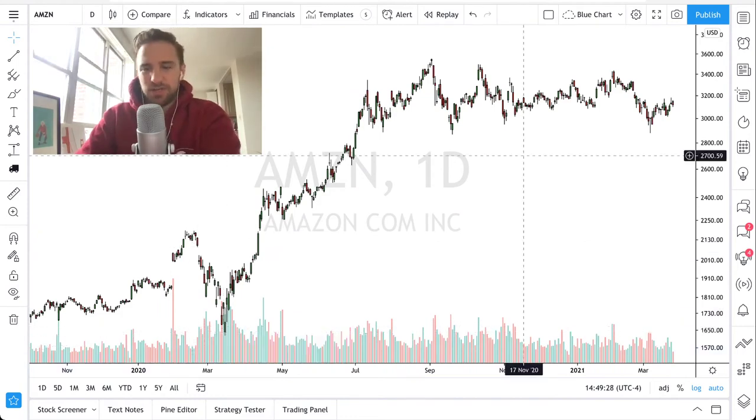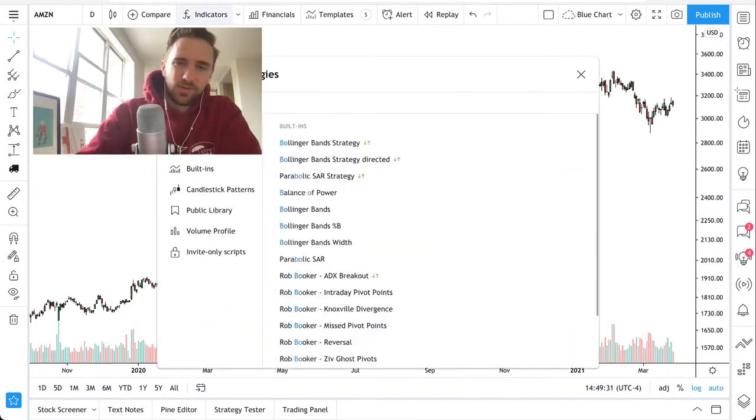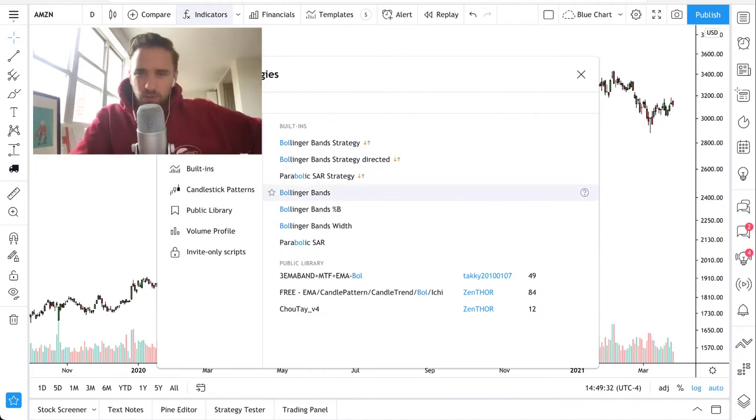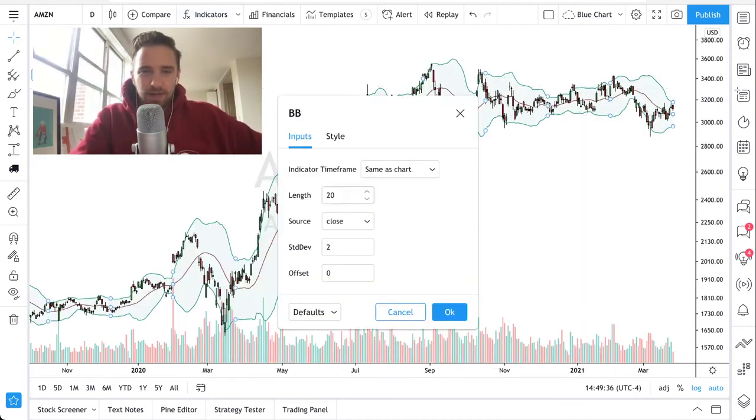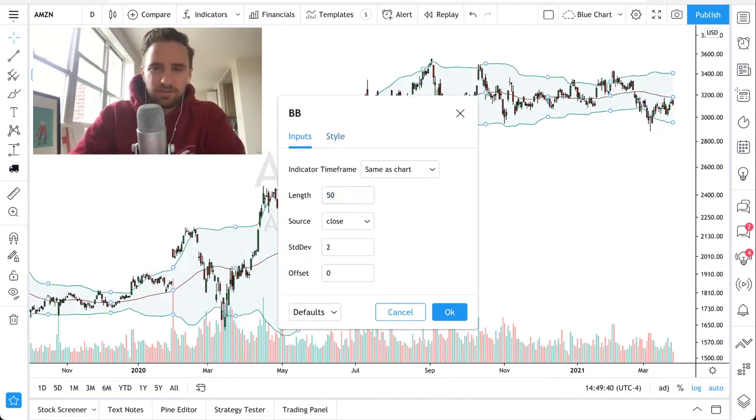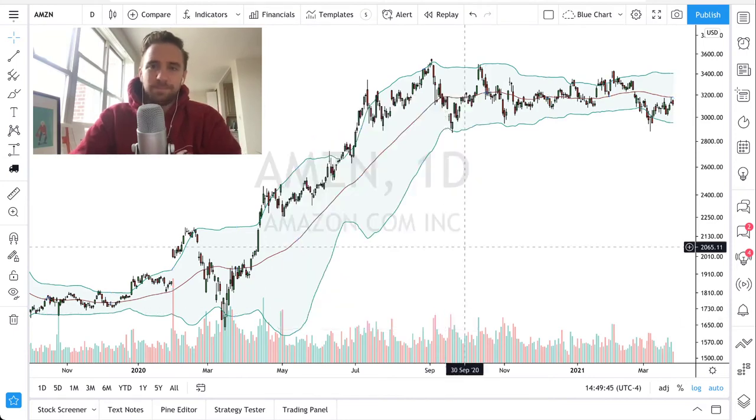Now I'm going to do another indicator, and what I'll do is add some Bollinger Bands, and then I'll double click, and I'm going to change this to a little longer, 50. I want a 50-day moving average on this. Colors look good. Standard deviation is 2. Perfect.